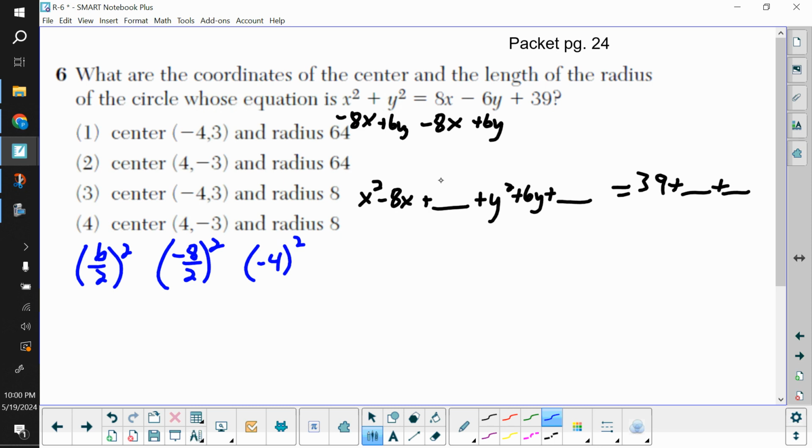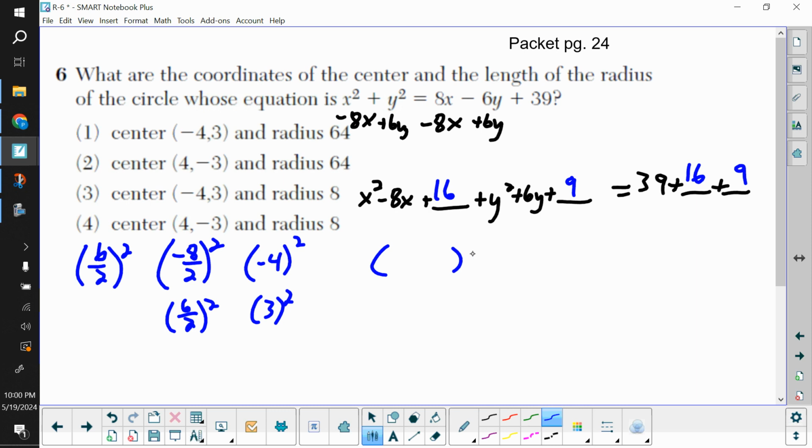A negative times a negative is a positive, so we just get 16. So we'll add that in that first blank, and whatever you add to one side, you have to add to the other. Now we'll do it for the y's. The b value, which is in front of the plain old y, is just 6. So we'll have that divided by 2 squared. 6 divided by 2 is 3, so it's really just 3 squared. And we'll add on a 9 on both sides.